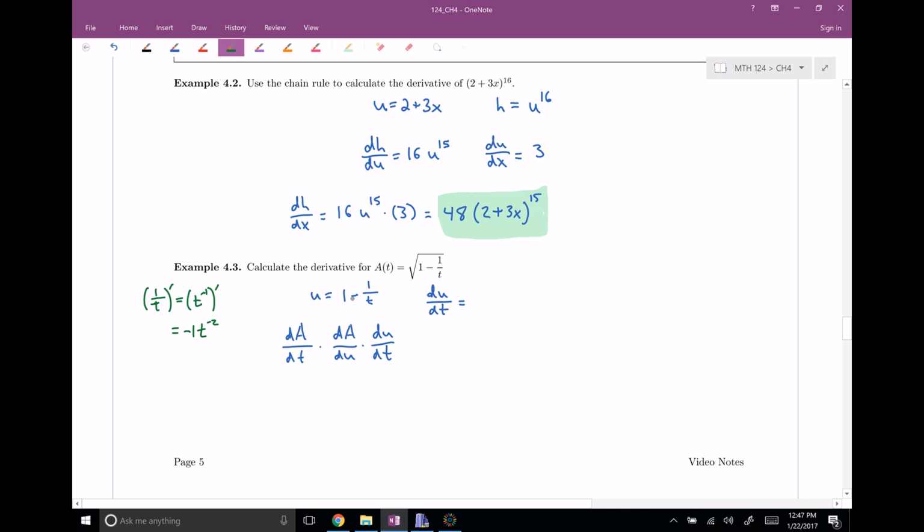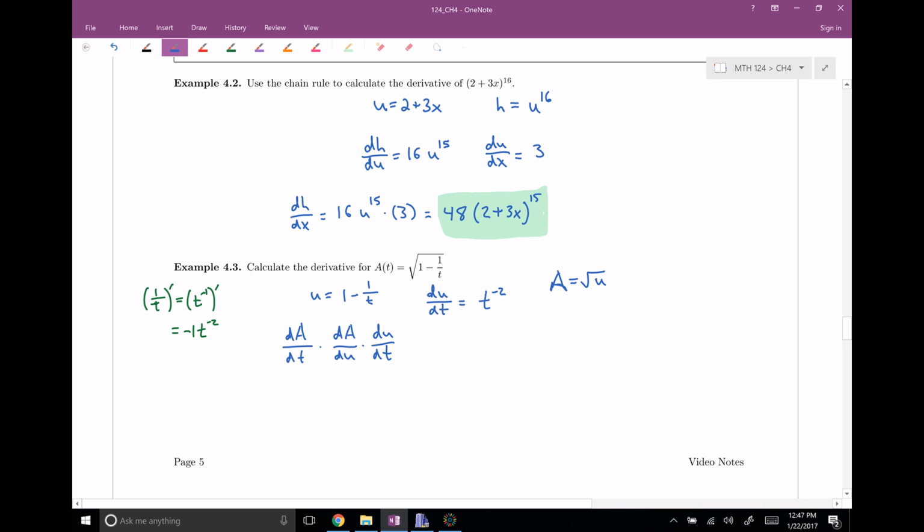Okay. But now remember, I don't want just the derivative of 1 over t. There's this little minus sign. So again, the derivative of 1 is 0, and then the derivative of this with the minus sign, so I have an extra negative, right? That constant, that negative 1 really follows us along. This is going to be equal to positive, right? The negative of a negative is positive t to the negative 2 power. Okay. And now everywhere I see this 1 minus 1 over t here, I'm going to put in a u. So this is going to be A is equal to the square root of u.